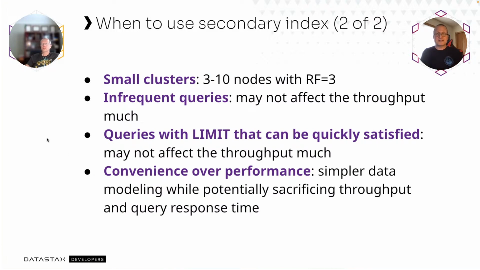If you have a small cluster, we've mentioned this a couple of times, like 3 to 10 nodes with RF3, using an index is not too bad. When you're talking 30 to 100 nodes, that's going to take some time to pull from each one of those. I mentioned before, in one of the questions I was asked in the chat, that if it's a one-off corner case, something that's not going to be run often, that's a good use case for it.